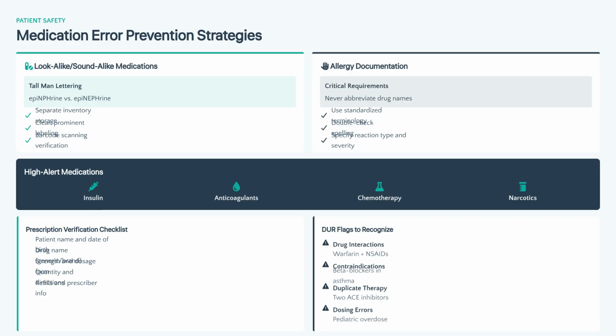To prevent medication errors, use tall man lettering for look-alike/sound-alike drugs and separate inventory storage. High-alert medications like insulin and anticoagulants require extra vigilance. Always verify the prescription checklist and recognize drug utilization review flags.